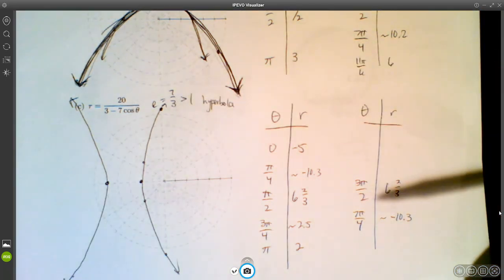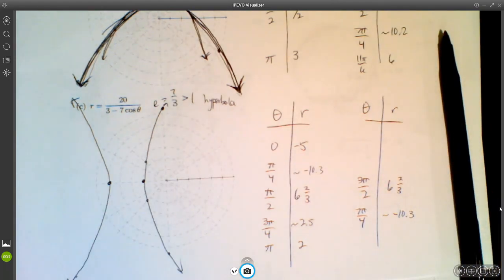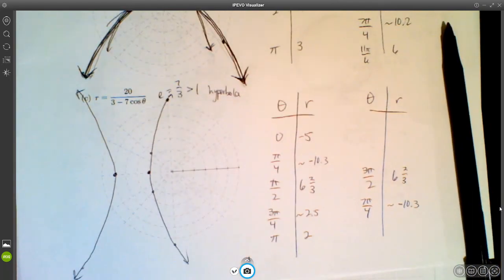So anyway, there's that one. There's our hyperbola. That's all I'm going to say about graphing polar equations. So that'll do it for Chapter 5.